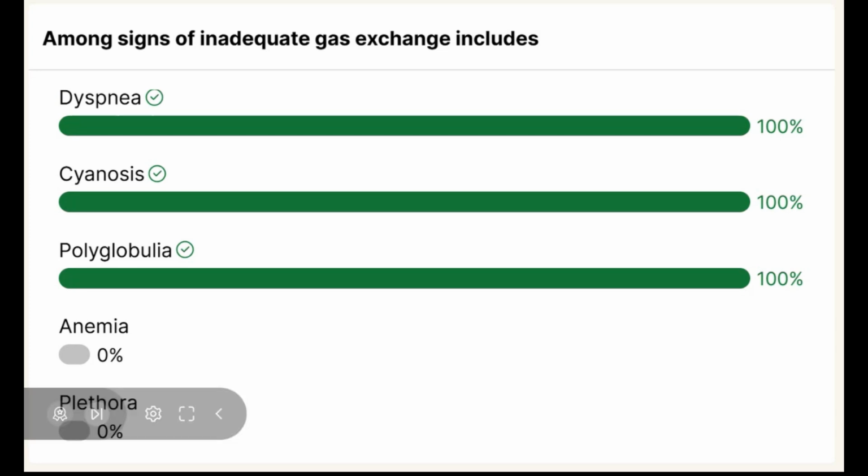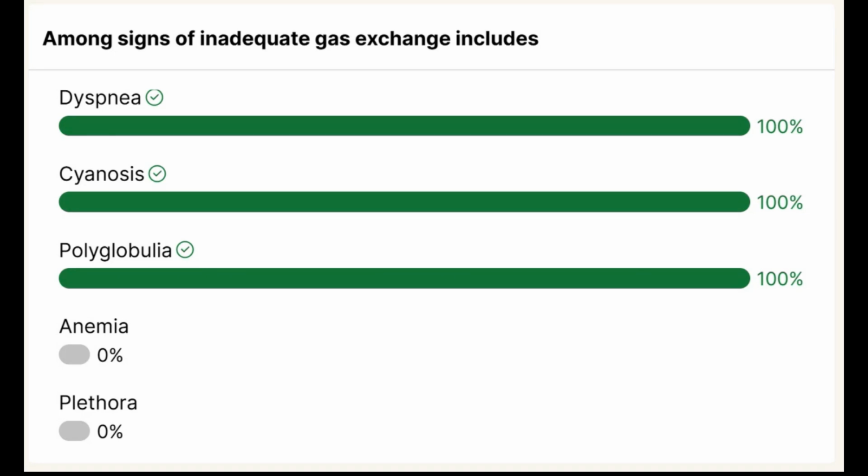Yeah, so the options you guys have selected are correct. Inadequate gas exchange basically leads to dyspnea. That's true. Cyanosis, that's also true. And it also leads to polyglobulia. Polyglobulia is basically an increased amount of hemoglobin in the blood.